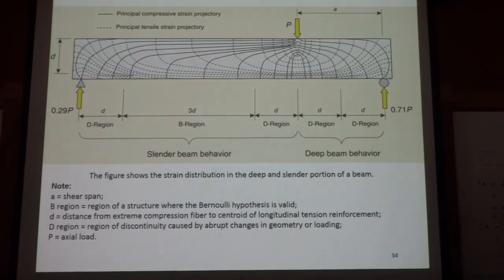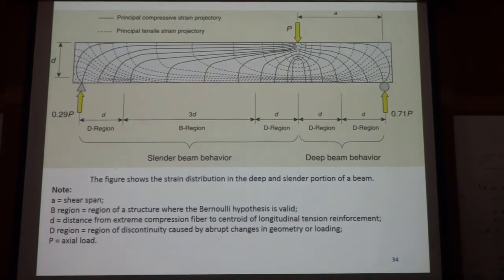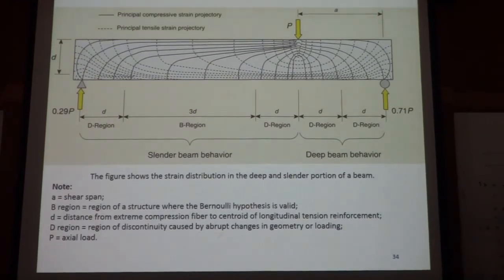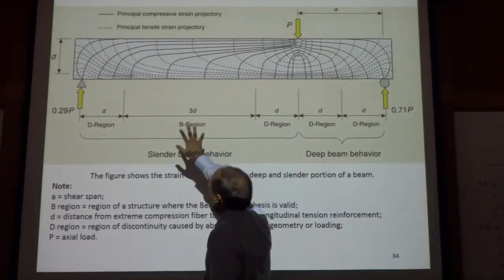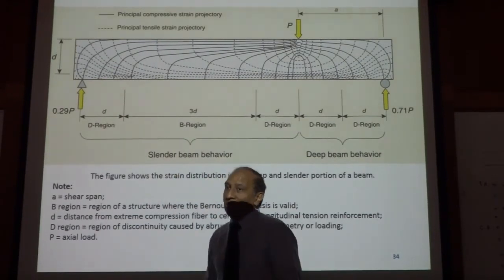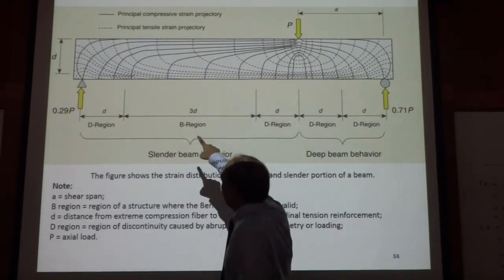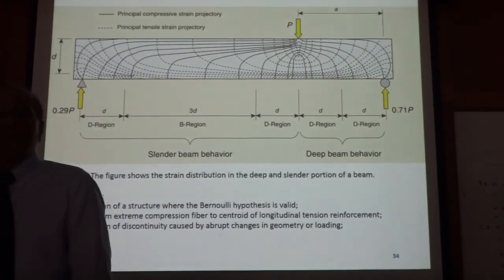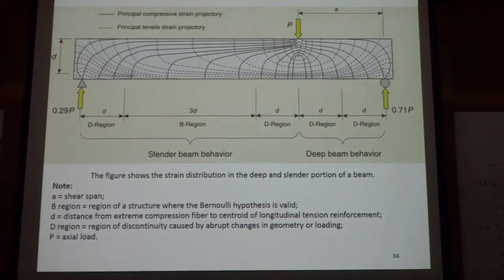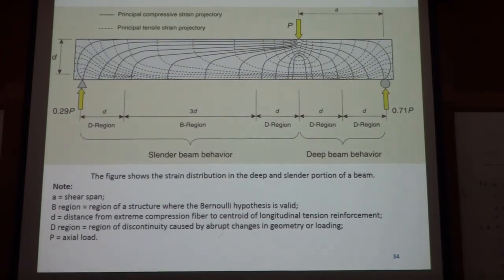This is another way of looking at the same beam that we have shown, and those are the stress trajectories drawn using the principal tension and principal compression directions. And you can see from here D region, D region, D region, D region, B region. And now we are relating the size of the regions to what is small d? Depth. Right? So now we are trying to see what is the extent of the B regions.